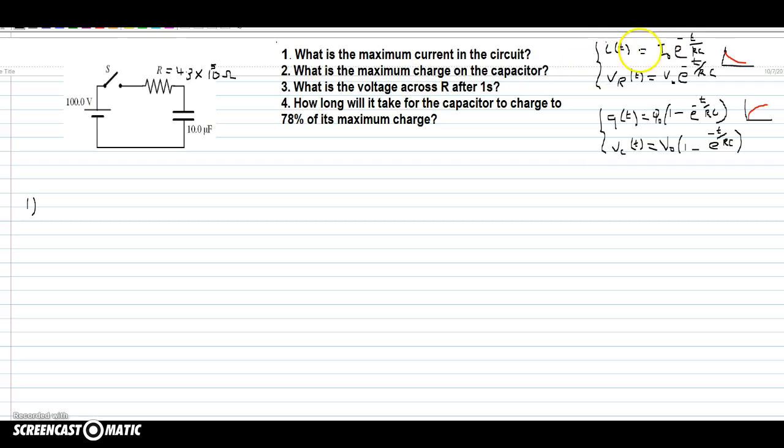Across R, the current will decay exponentially like so, and the voltage across R also will follow. And this is the behavior: exponential decay. The dynamic around C is different. This is C. It's different.